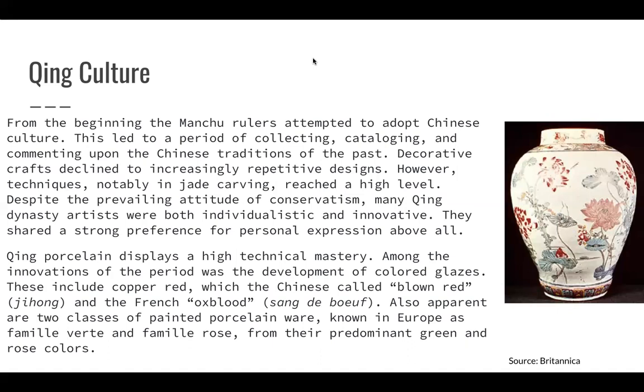Qing porcelain displays a high technical mastery. Among the innovations of the period was the development of colored glazes. These include copper red, which the Chinese called Langyao red, or Ji Hong, and the French ox blood. Also apparent are two classes of painted porcelain ware, known in Europe as famille verte and famille rose, from their predominant green and rose colors.